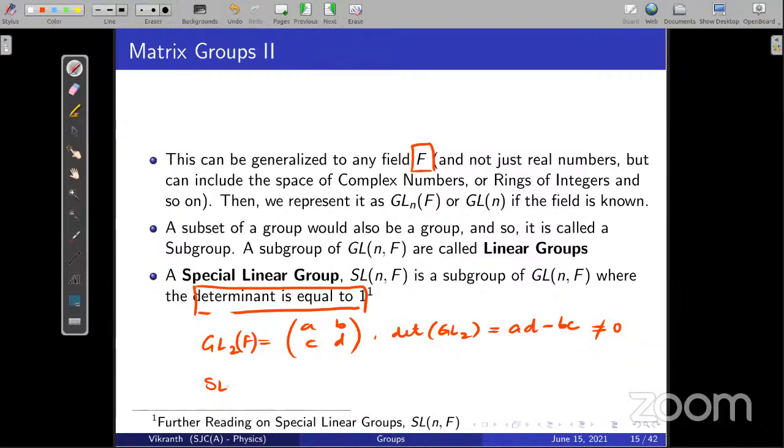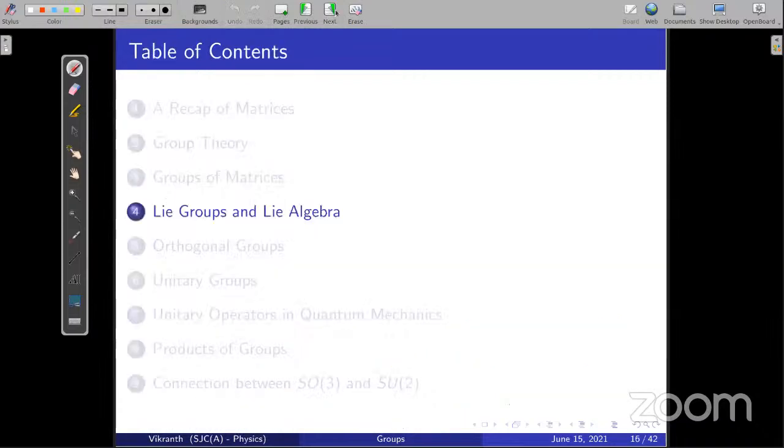But for the special linear group, if I was to consider the same matrix A, B, C, D, the determinant for SL2 will be equal to AD minus BC. The way you define it is still the same, but that is set to 1. That's the special thing about the special linear groups. And using definitions like this is how you can define your other types of groups that are important to us.